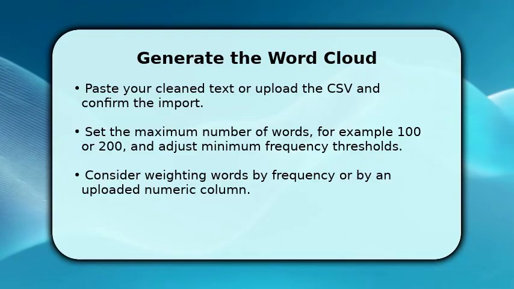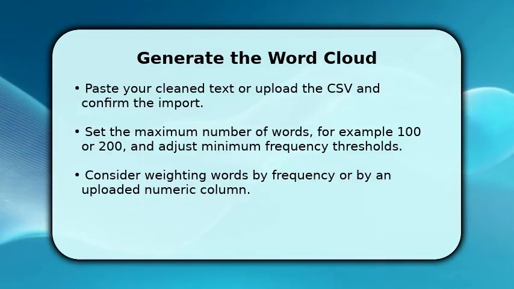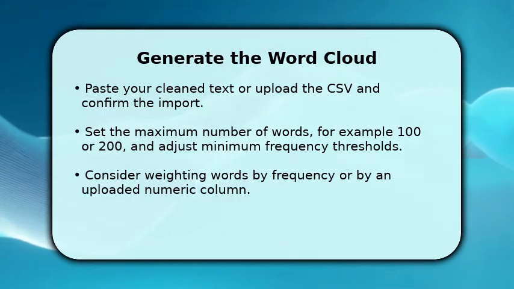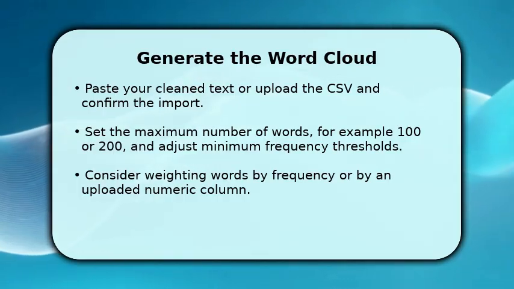Open your chosen word cloud generator and locate the text input field. Paste your clean text or upload the CSV and confirm the import. Choose a layout shape, font family, and color palette that match your purpose. Set the maximum number of words, for example 100 or 200, and adjust minimum frequency thresholds.